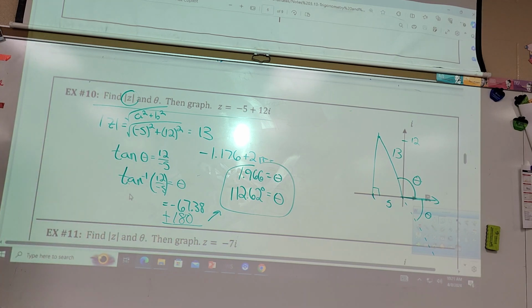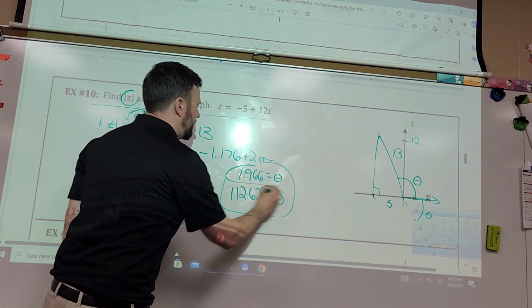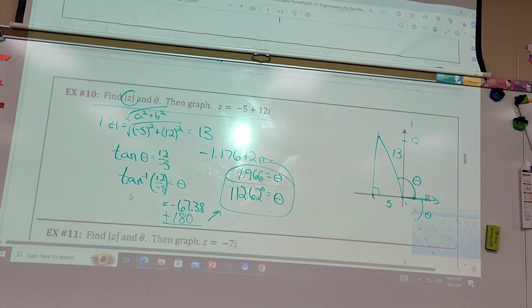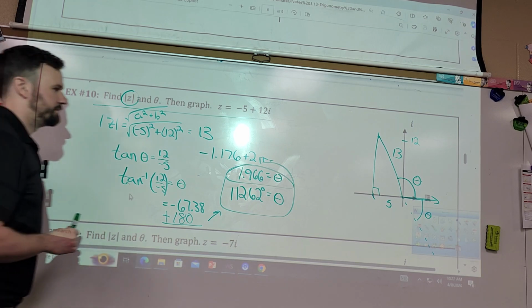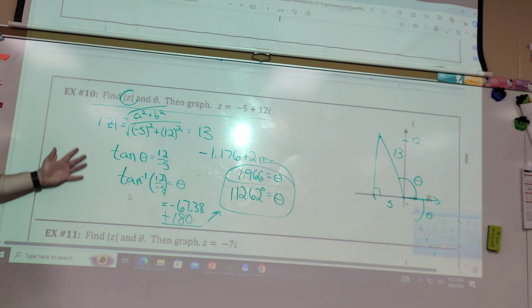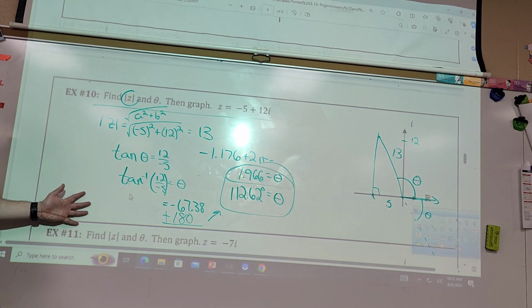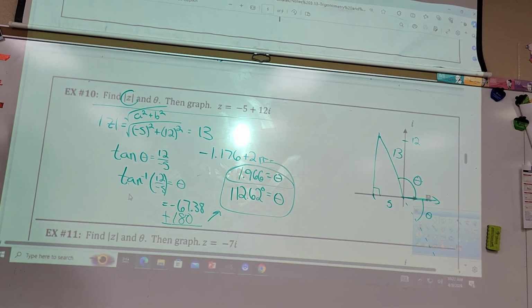Which answer is going to be better? Radians is better. I actually just read through a test section that said make sure all your answers are in radians. Now, if they don't tell you, are both acceptable? Yes. Okay. Any questions on this? Okay.